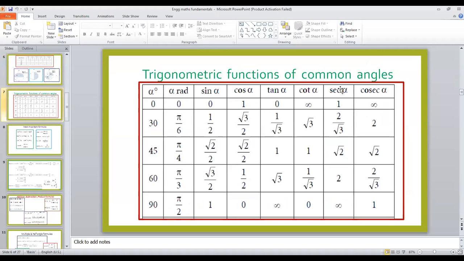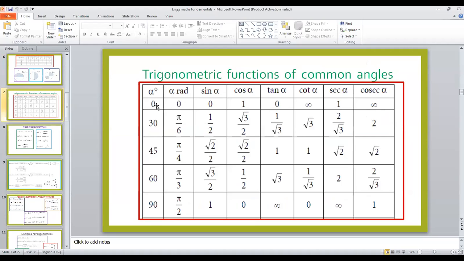Another trigonometric function of common angles. How to construct the value of trigonometry ratios at different angles. And what are the different angles? They are standard angles we are using in our regular calculations.